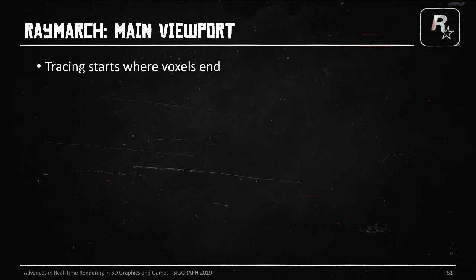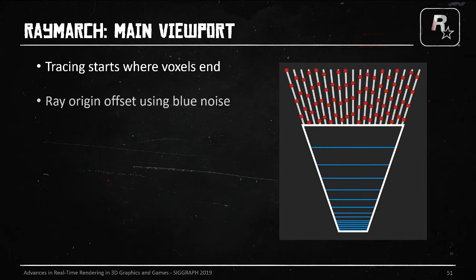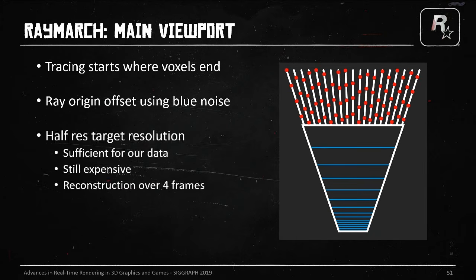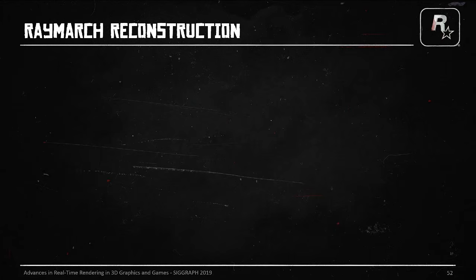So the main viewport ray marching starts where the voxels end. And we offset the ray by using a blue noise offset. And the target resolution of the ray marcher is half res of the screen resolution, which is sufficient for our data, but still expensive to do. So we have to rely on a reconstruction approach, which we run over 4 frames. Let's have a look at that.